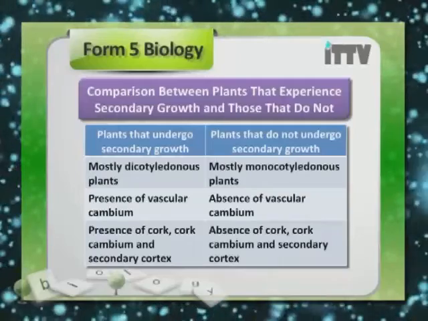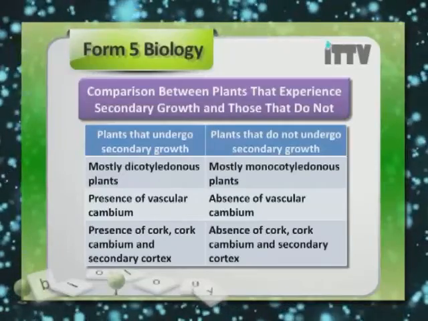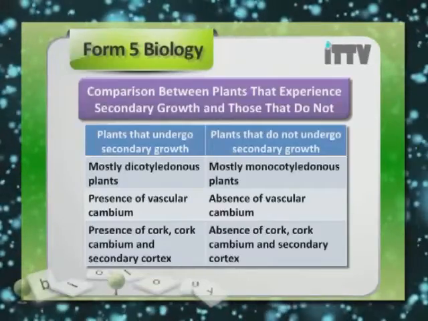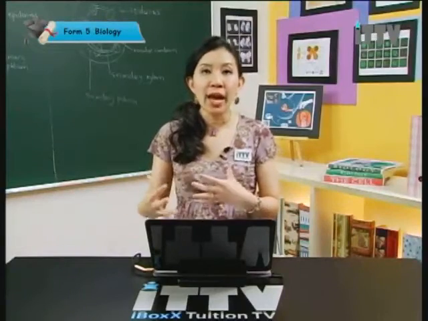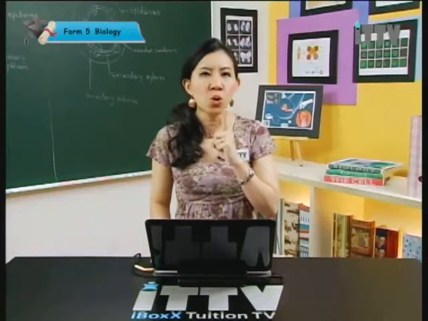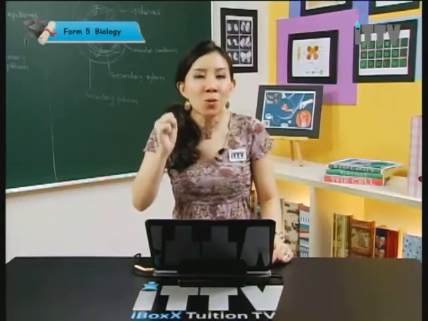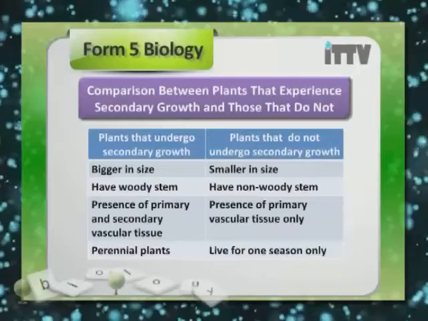Plants that undergo secondary growth have the presence of cork cambium and secondary cortex, while plants that do not have secondary growth have no cork cambium and secondary cortex. Plants that do not undergo secondary growth naturally do not have vascular cambium as well as cork cambium, thereby there is absence of cork as well. Take note that there are some monocotyledonous plants that do undergo secondary growth. That's why the term is mostly monocotyledonous plants, not all monocot plants.